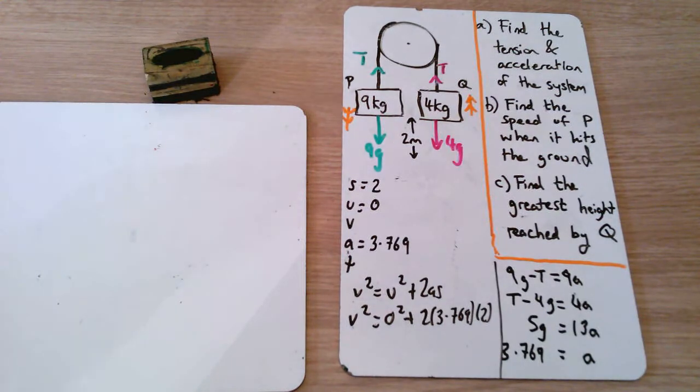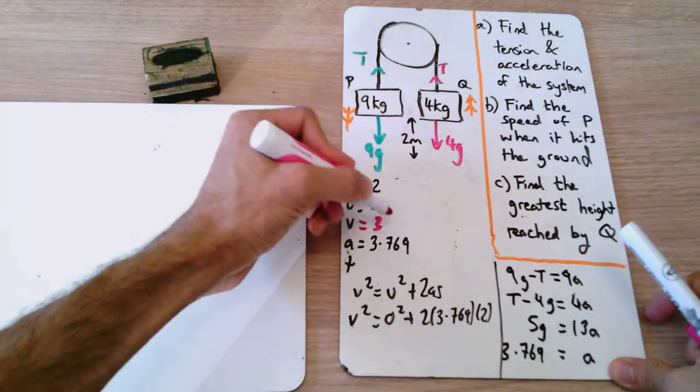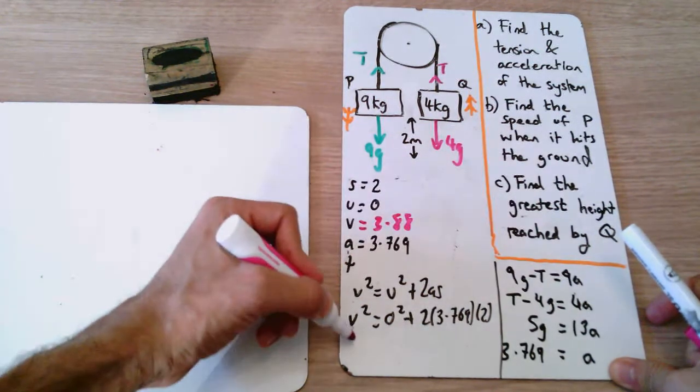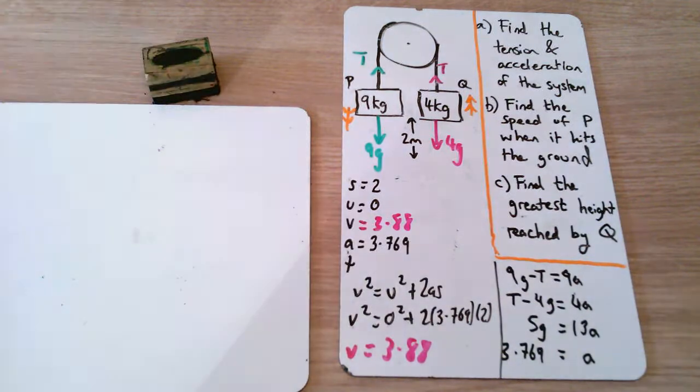So we work that out, times by 2 times by 2, and then square root our answer. We get a value of 3.88 meters per second. So v here is equal to 3.88 meters per second. Now that's a very, very important value we've worked out there, and you'll notice I've actually added it into our SUVAT over here.